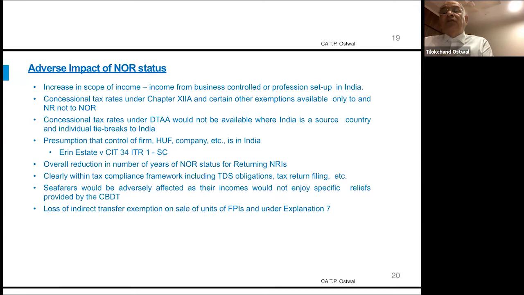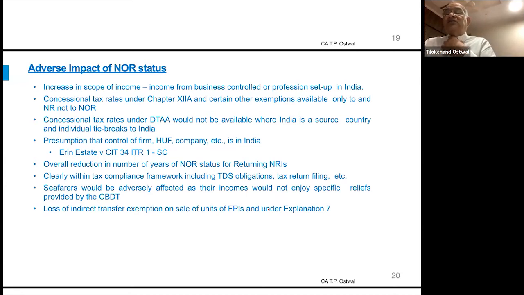Presumption of control of a firm or HUF in India is also a problematic area. Overall reduction in the number of years of non-resident status for returning Indians, that I have already discussed. Out of a block of 10 years, suppose you have just finished 8 years, and in the 9th year you fall in this category, you will lose that 9 years continuity. The continuity is not relevant. For 9 out of 10 years, there could be a break in 1 year, but suppose the break has already taken place earlier, then this could impact you.